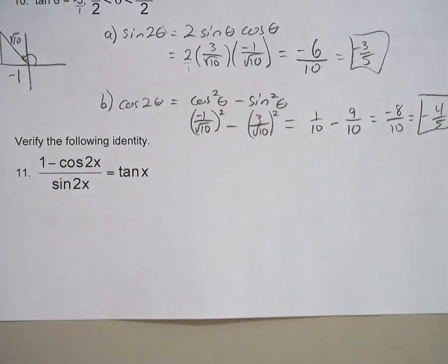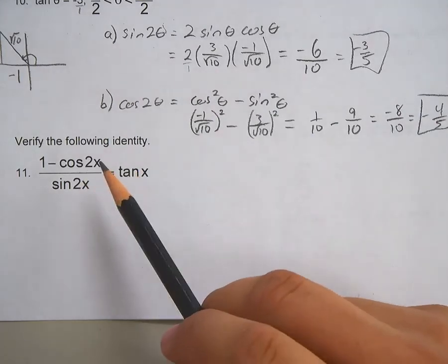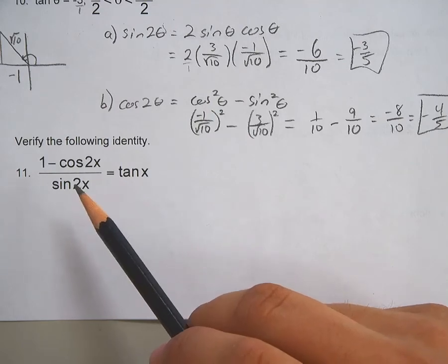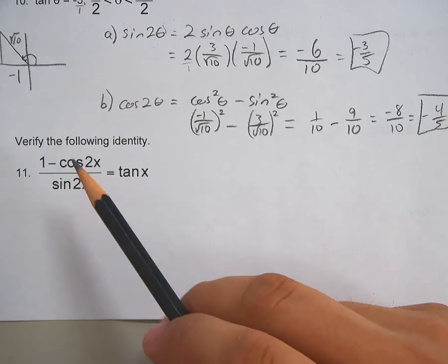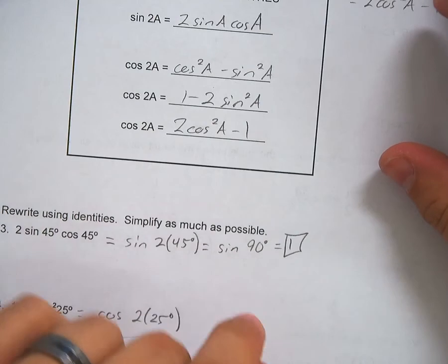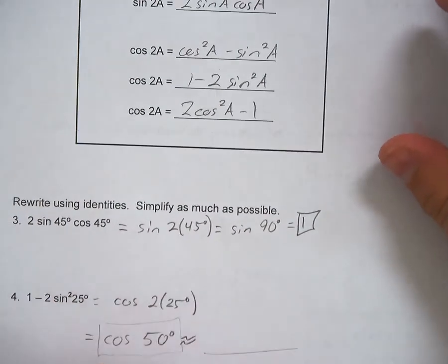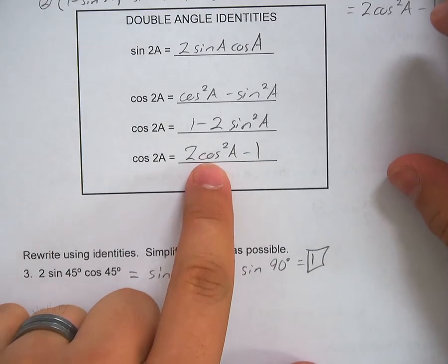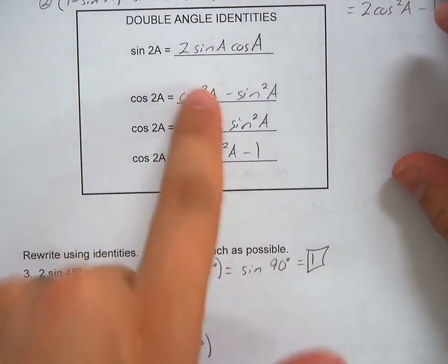Verifying that an identity is the same. First, we've got a 1 minus cosine of 2x over sine of 2x. Okay, so here's what I'm going to do. I'm going to start out by simplifying the top here. So do I have a 1 minus cosine of 2x? No, I don't, because all my cosines are squared here, right? So that's not going to work.